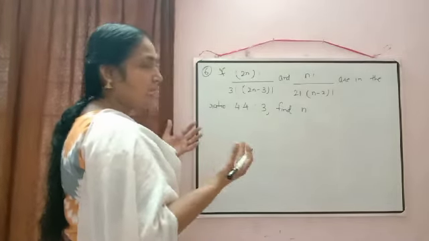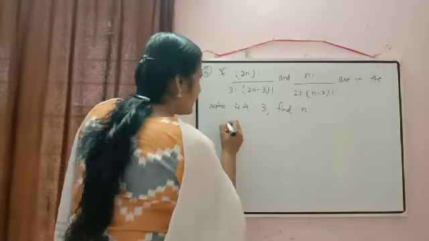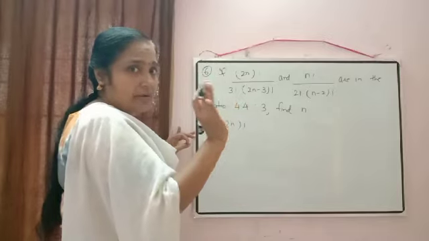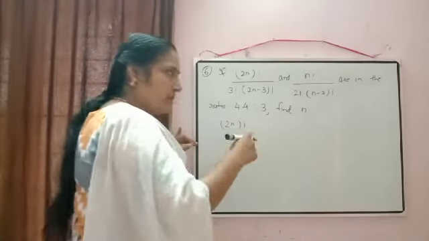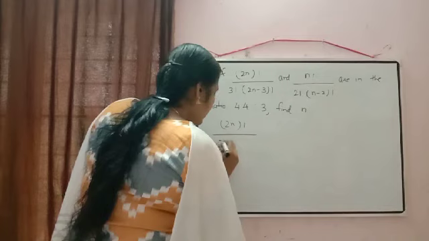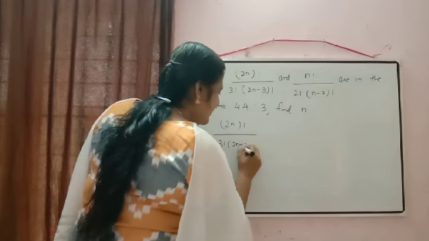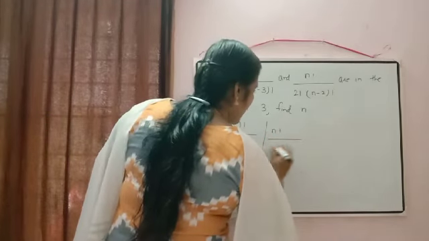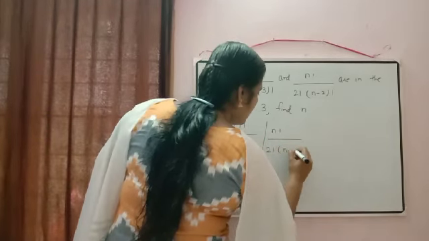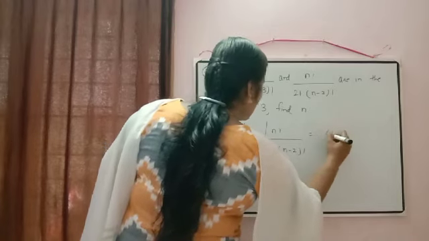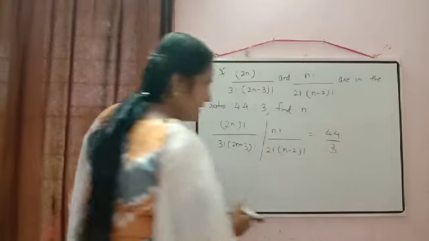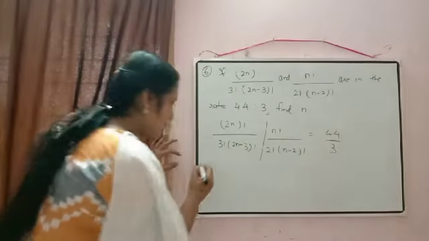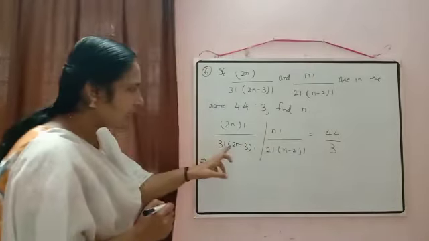Ratio means what? They are in division. So how will we rewrite here? 2n factorial, this is not 2 into 1n factorial. That is 2n factorial by 3 factorial into 2n minus 3 factorial, divided by n factorial by 2 factorial into n minus 2 factorial, is equal to 44/3. It is given they are in the ratio 44:3.